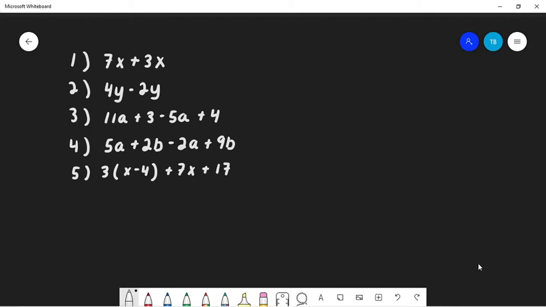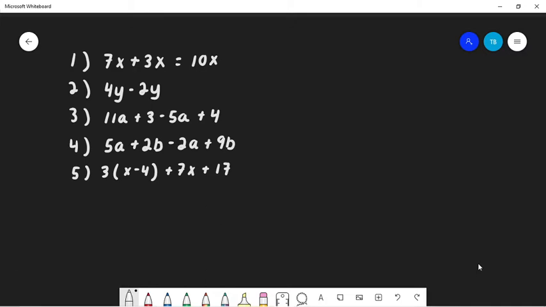So number one, we have two terms being added together, 7x and 3x. Now these are like terms because they're exactly the same except for their coefficients. So all we have to do to combine them is to just add the coefficients together, and then we leave the variable as is. We leave that the same. So if we look at the coefficients of 7x and 3x, that's 7 and 3. If we add those together, we get 10. And then again the variable stays the same, so it's just going to be 10x, and that's it.